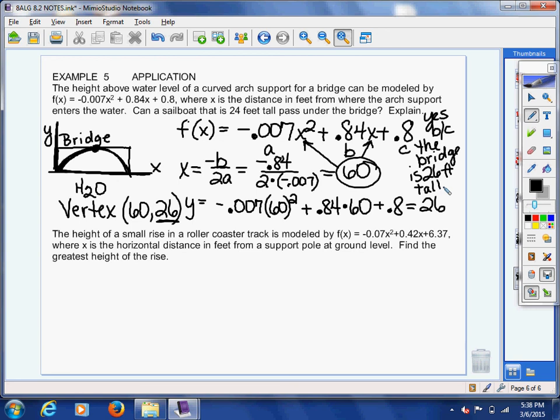The second one's real similar. Okay? Height of a small rise in a roller coaster track is modeled by, and they give you an equation here. You're going to need that. And then x is your horizontal distance in feet from a support pole at ground level. Find the greatest height of the rise. Remember, height will be your y. So again, you're going to do this problem just like the first one I did with you. This will be extra credit, 1 point if you can tell me what the greatest height of that rise is. Okay? So good luck with that. Bring your questions to class.